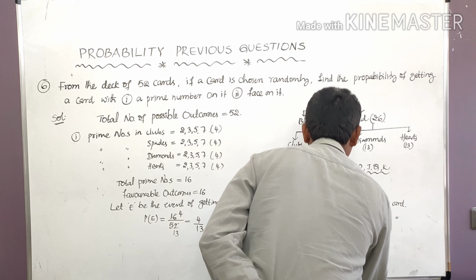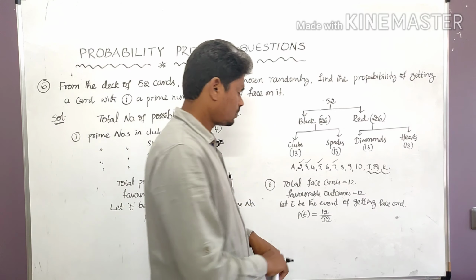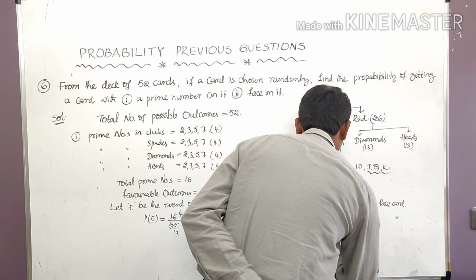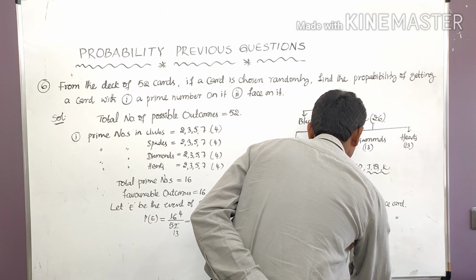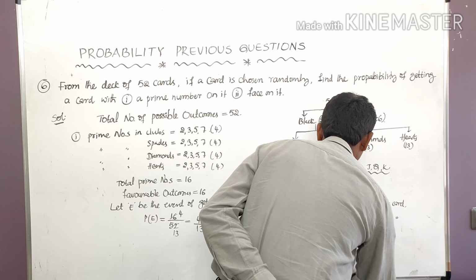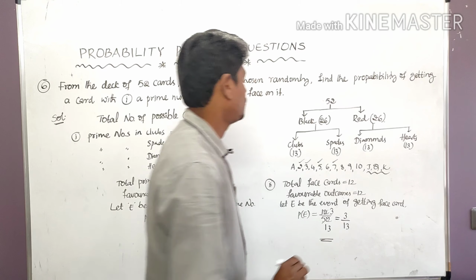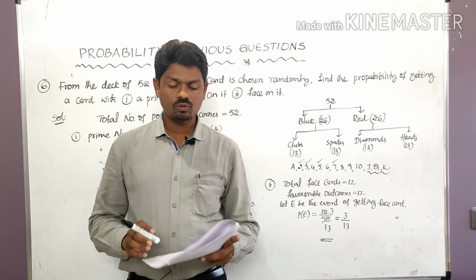Let E be the event of getting a face card. Then P of E is equal to favorable outcomes divided by total number of possible outcomes, 52. So 12 by 52, cancel by 4, 4 3s are 12 and 4 13s are 52. So 3 by 13. That's all. Like this we can find the probability.